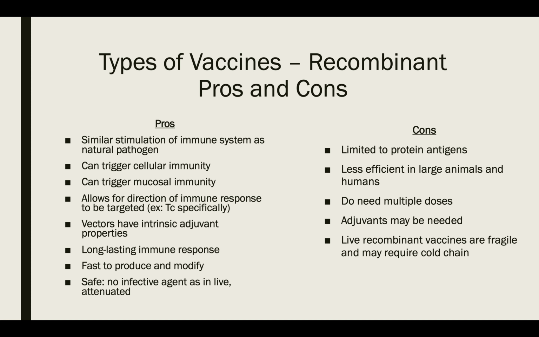You do need multiple doses. Even though it's a long-lasting immune response, you will need multiple doses to make sure you get a strong immune response. You may need adjuvants if it's not with a viral vector. And live recombinant vaccines are fragile and may require a cold chain.